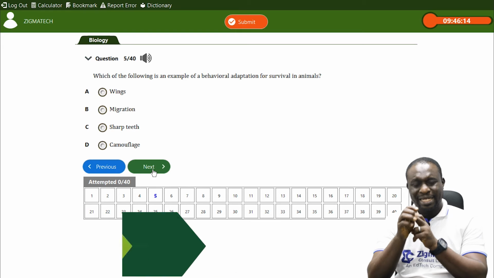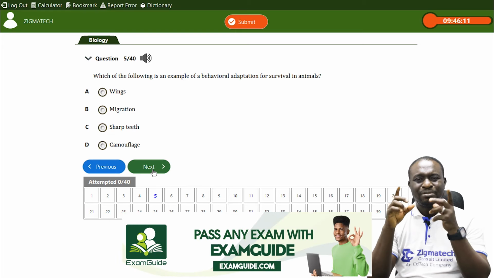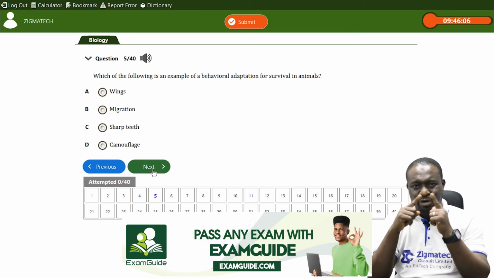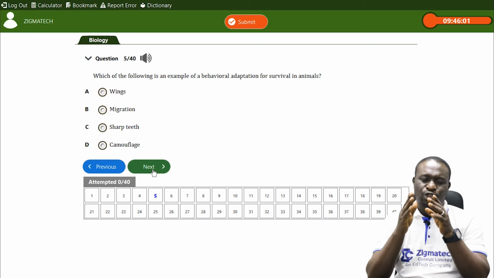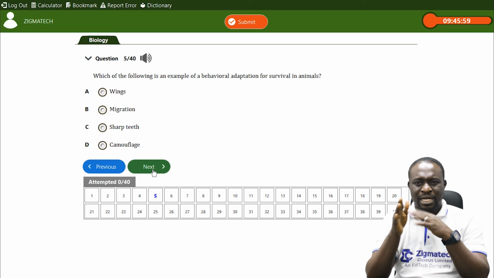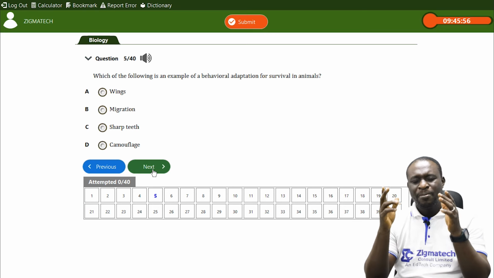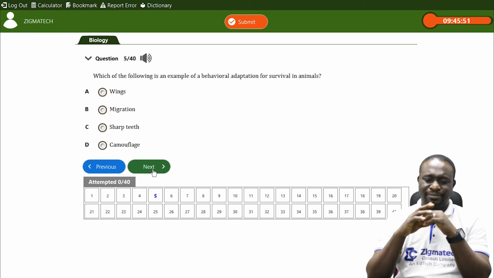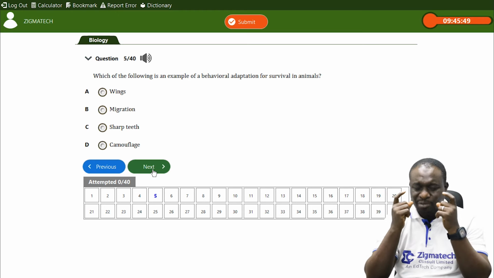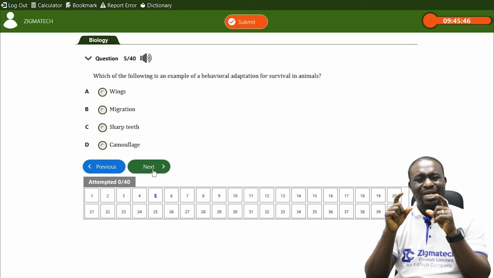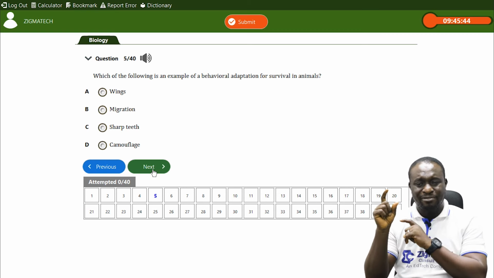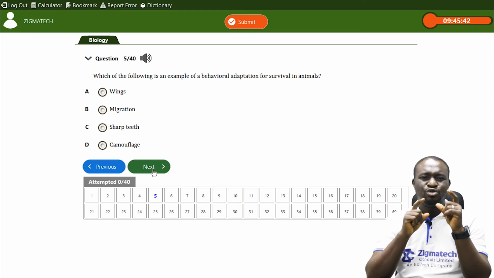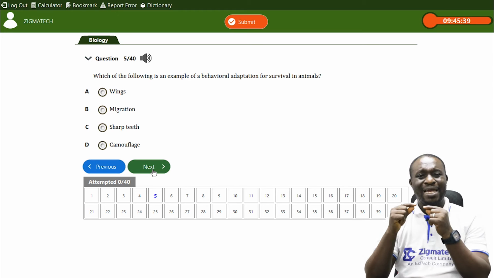Migration, let's keep that in mind. Option C says sharp teeth. Now, sharp teeth is also not a response or behavior. It is a structure in an organism. So it falls under structural adaptation. Then option D says camouflage. Now, the camouflage is also a structure that is found in the skin. It is not a response. So it falls under structural adaptation for survival. The only one that has to do with a response is migration.